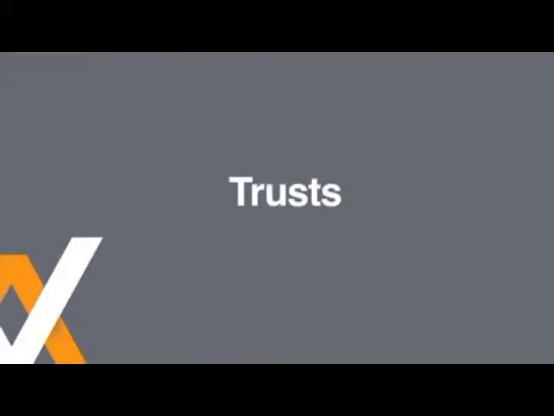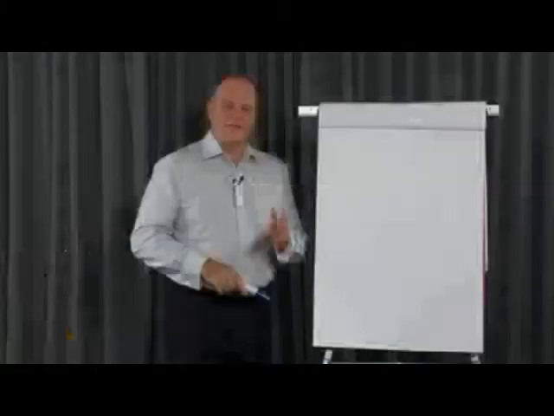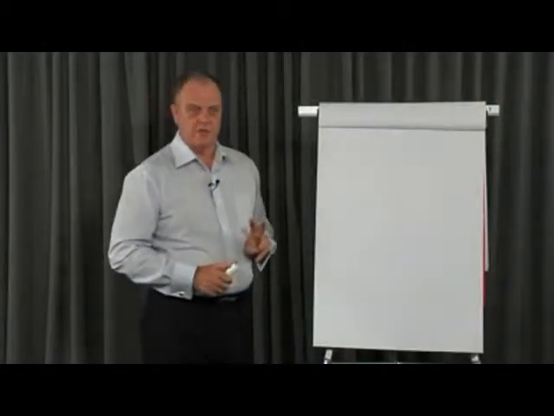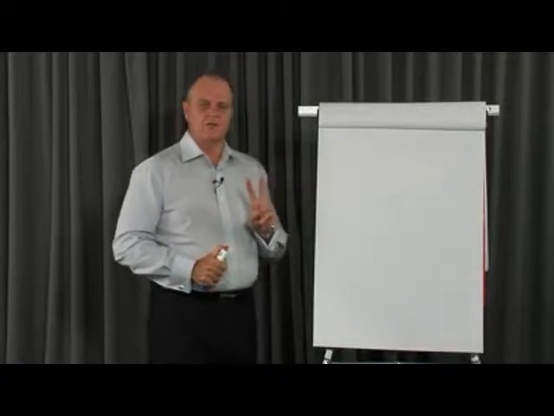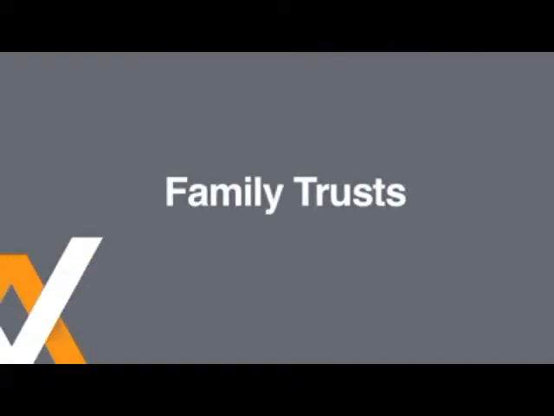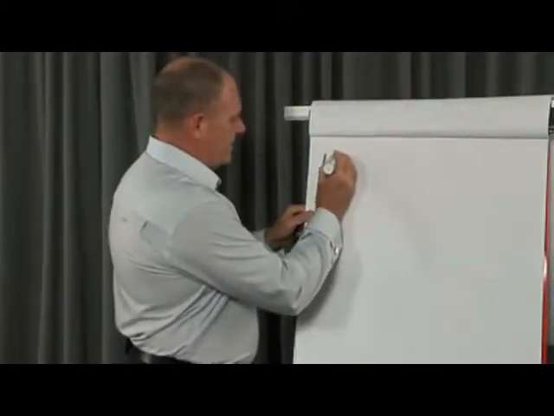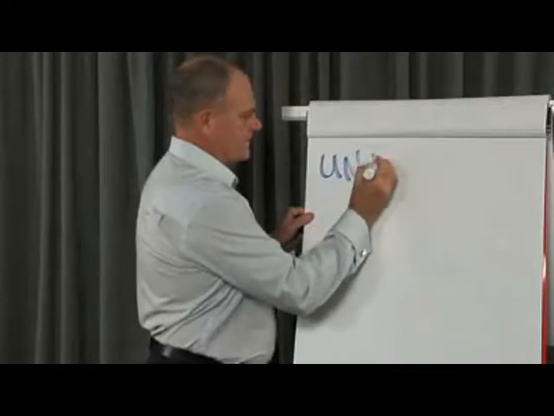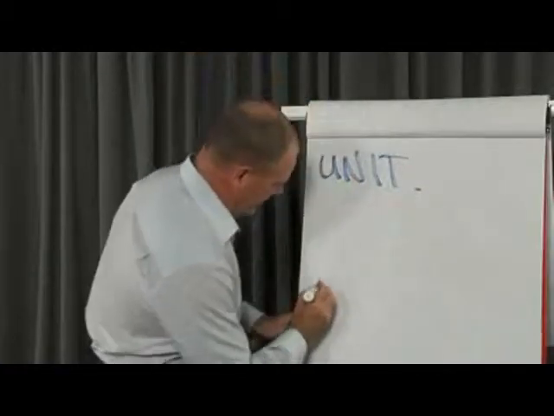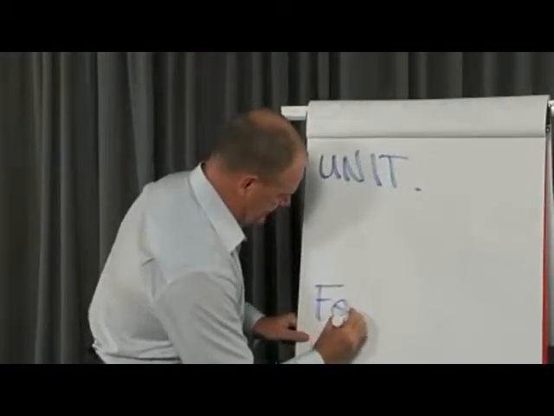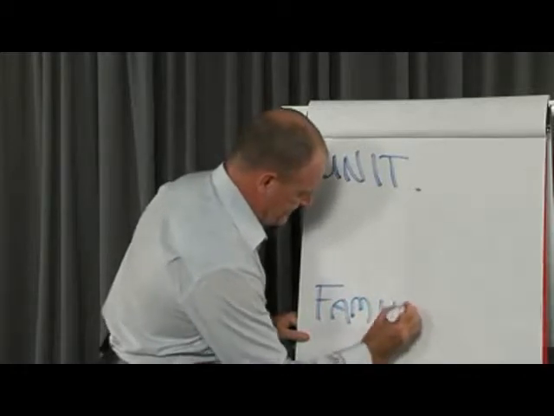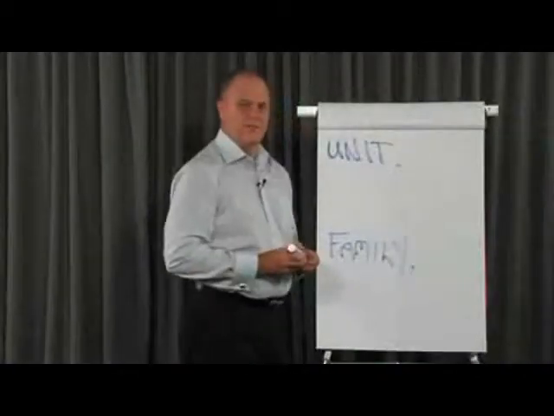Now we'll go to trusts. Trusts, and we're going to talk about the two most common types here. There is more, but we're going to talk about the two most common types, which are unit trusts and family trust. Now I want to put that down. Unit and family. Because I want to keep them in your mind.